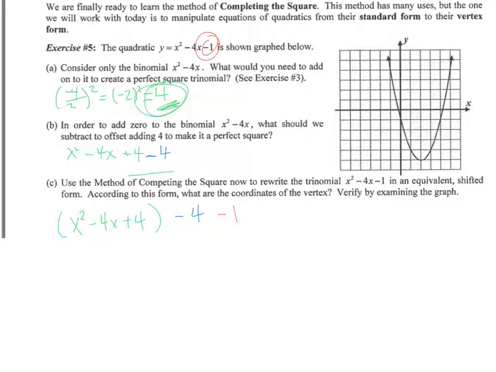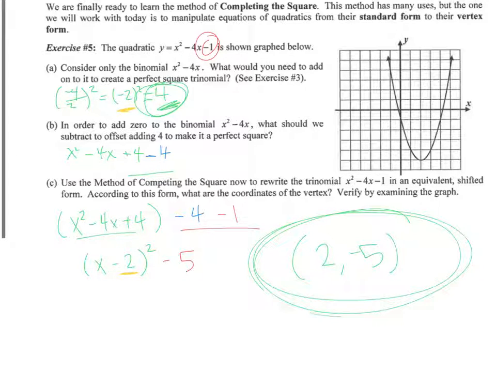So here's what we can do. We know that this becomes x minus 2 squared because of the minus 2 up here. And then we can combine these two to make this minus 5. So now we have this in the vertex form, or the shifted form. So the actual vertex is going to be 2, negative 5. And it's true that the vertex is at 2, negative 5.